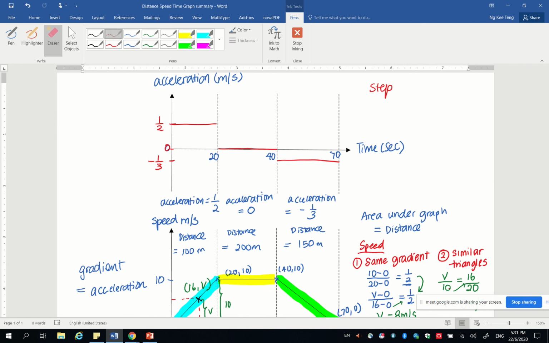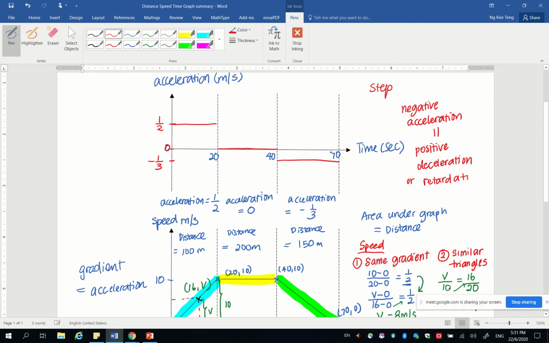So we also know that when you have a negative acceleration, this is equal to positive deceleration. What is another word for deceleration? Starts with R. Retardation. I don't know how to spell it. Okay, retardation. So when you have negative acceleration, it is supposed to be positive retardation.